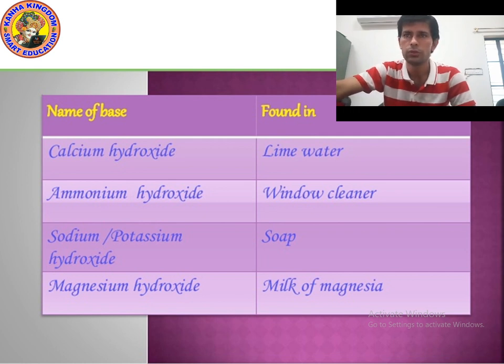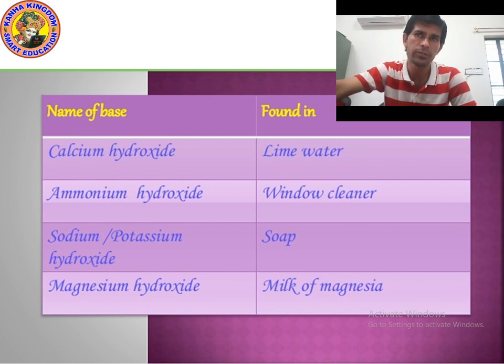Okay, so calcium hydroxide is found in lime water. Ammonium hydroxide is found in window cleaner. To clean the window we use ammonium hydroxide. To make lime water we use calcium hydroxide.